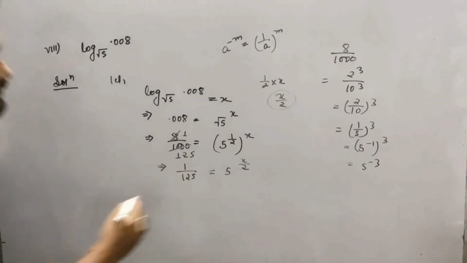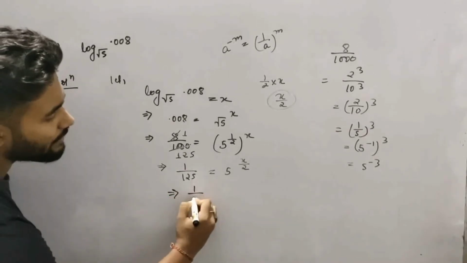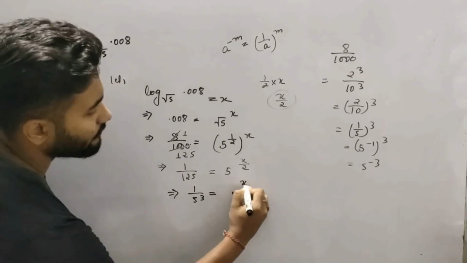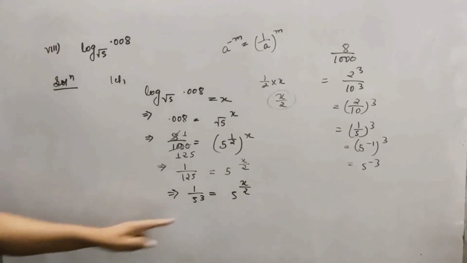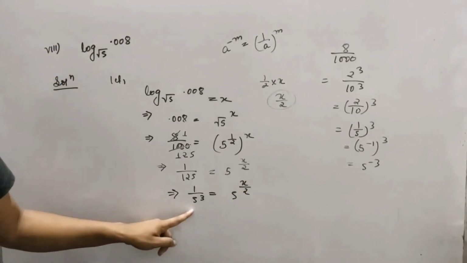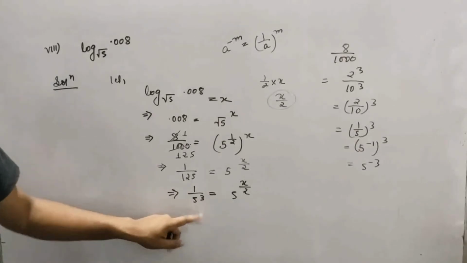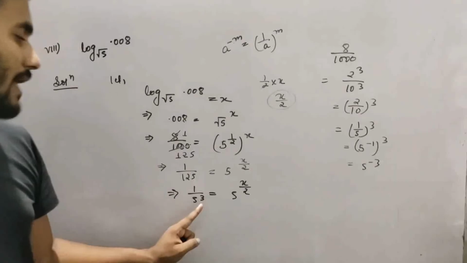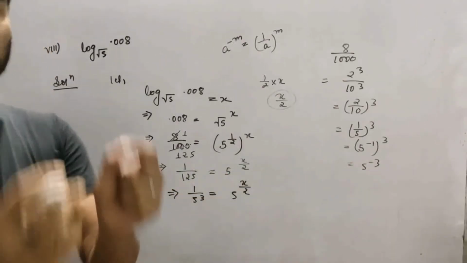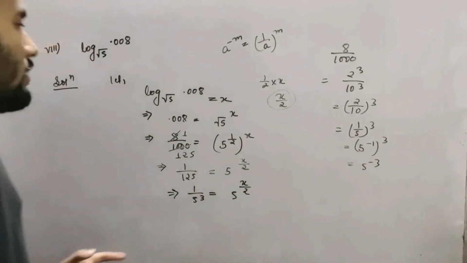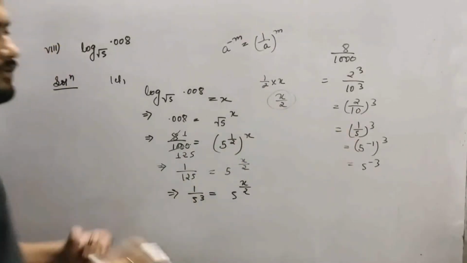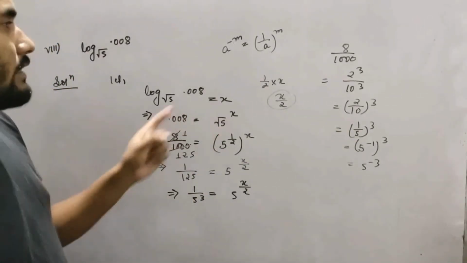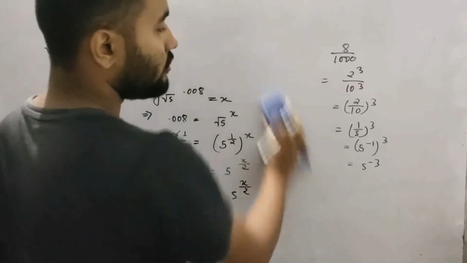Now how can I write 125? That is 1 by 5 cube, equal to 5 to the power x by 2. Now over here it is 1 by 5, and I need 5. So if I reciprocal 1 by 5, the power plus 3 will become minus 3. Any way you can do this one. Either this way, whatever way comes to your brain, use that way. No need to follow like that. Whatever way you like, you can do.